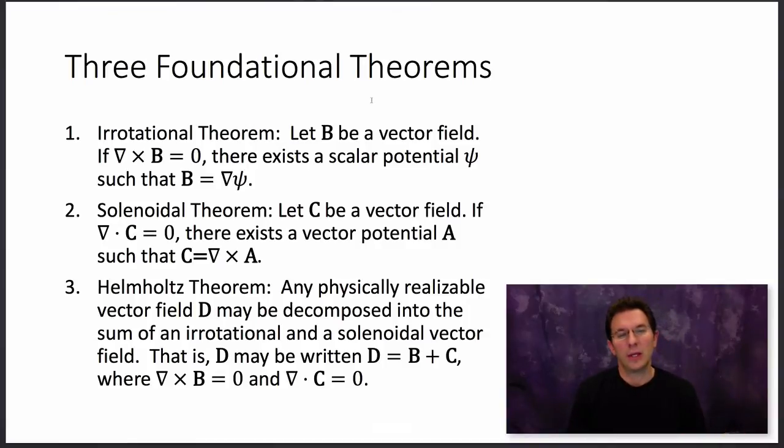It basically says the following: let B be a vector field. If the curl of B is zero, then there exists a scalar potential field, in other words a scalar field, psi, such that B is equal to the gradient of psi. Okay. Let me give you an example of this.